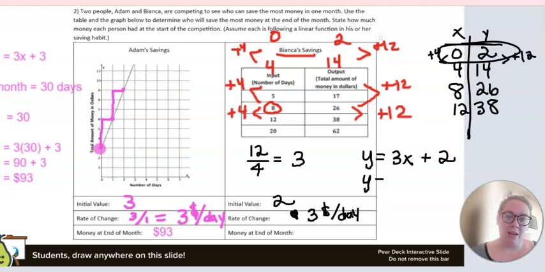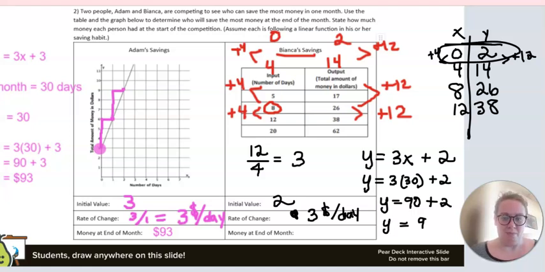We could plug in again 30 for x. So we'd get 3 times 30 plus 2. 3 times 30 is 90. So close. Plus 2 gets us 92. So the slope was the same. We were going up by $3 a day. The only thing that was different was starting at $2 versus starting at $3. And that makes the difference of $1 at the end of the month. So at the end of the month, Adam will have the most money, and that will be $93.